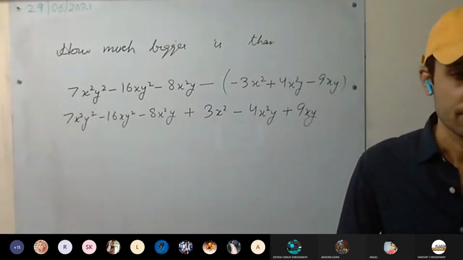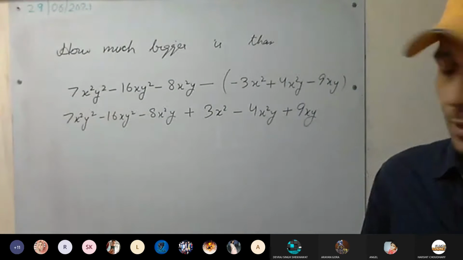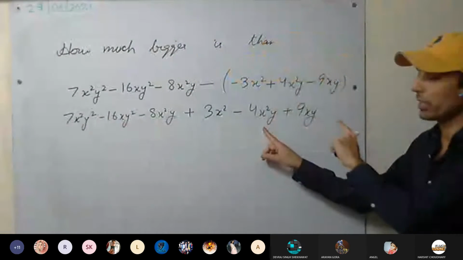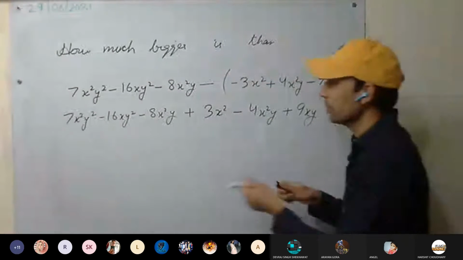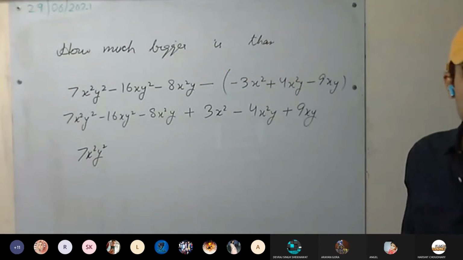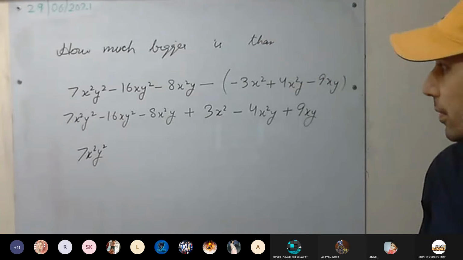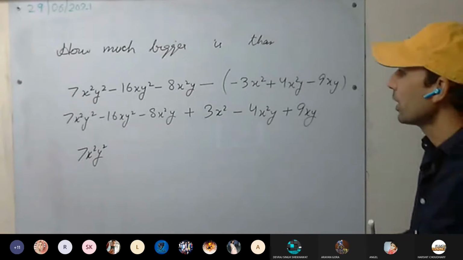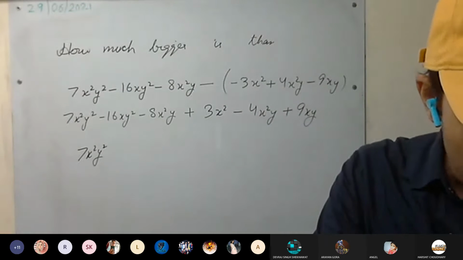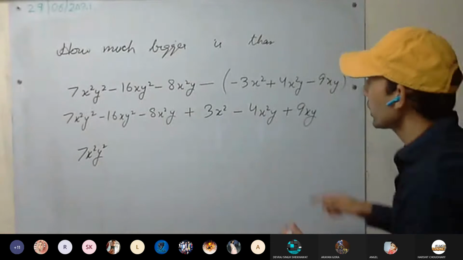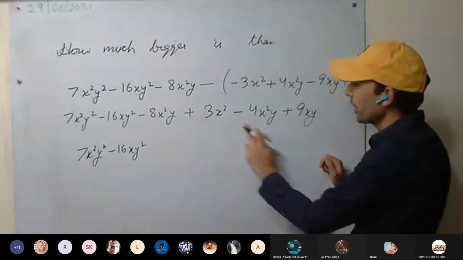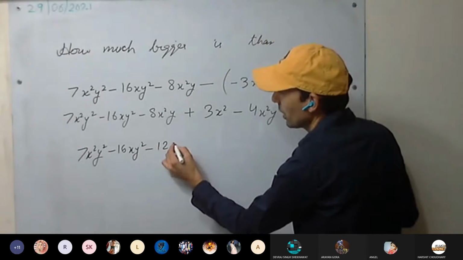Now solve them. Everyone have completed? 7x square y square. Any other term of x square y square? No other term, so it will come 7x square y square. Okay, xy square any term? 16xy square is there. No other term of xy square, so minus 16xy square. Then x square y, minus 12x square.